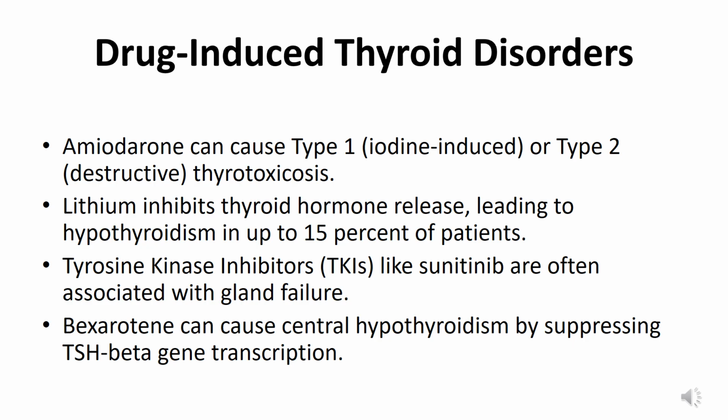In these patients, the thyroid gland uses the excess iodine as additional substrate for hormone production. Type 2 amiodarone-induced thyrotoxicosis is very different. In this form, amiodarone causes destructive thyroiditis. Inflammation damages thyroid follicular cells, causing leakage of preformed thyroid hormones into the bloodstream. So, type 1 involves increased synthesis, while type 2 involves destructive hormone release.